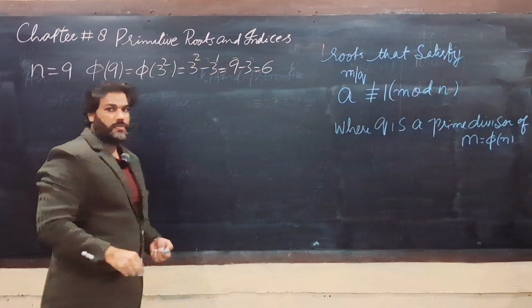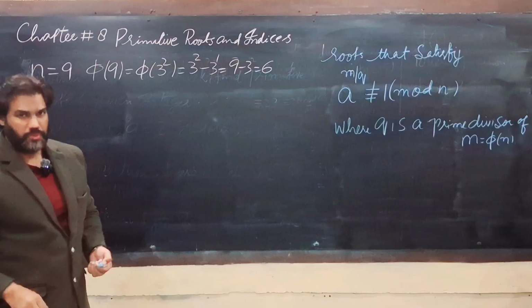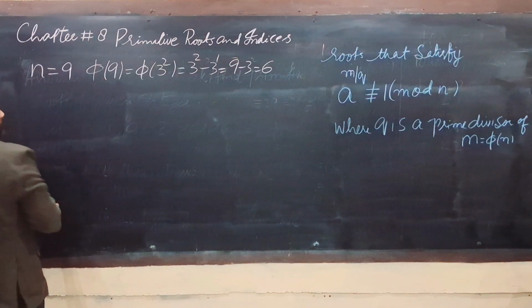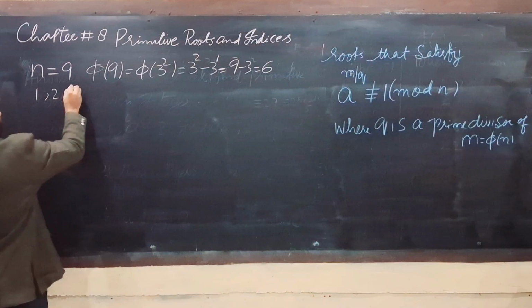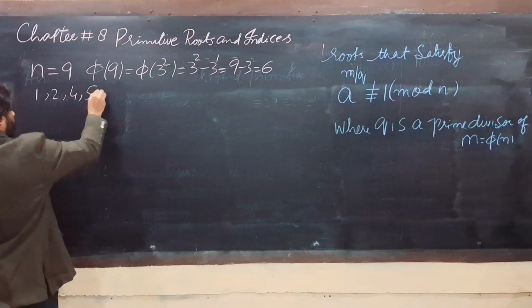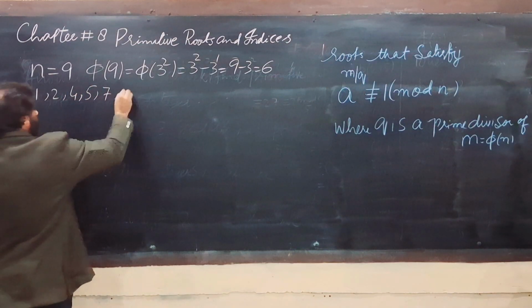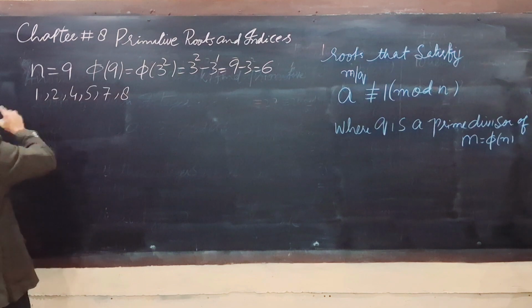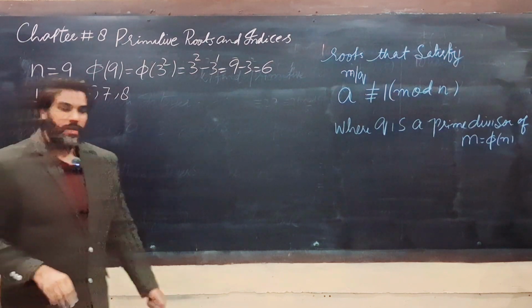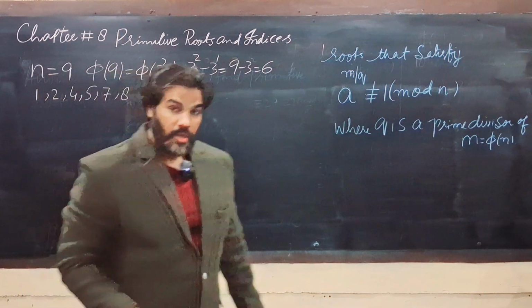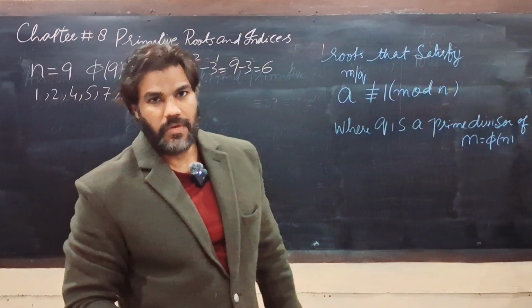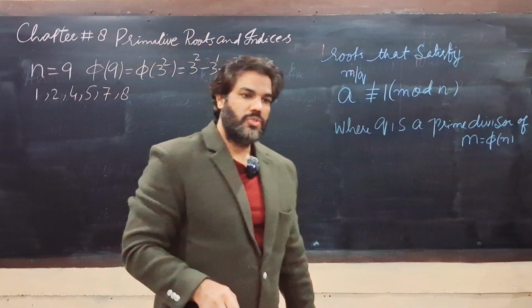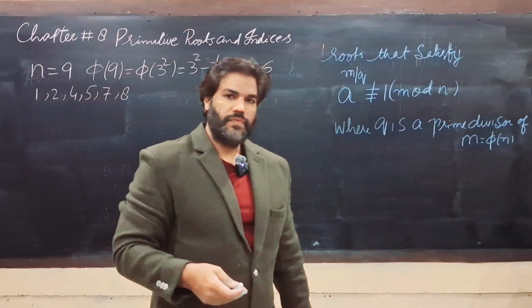So there are 6 positive integers which are relatively prime to 9, and these numbers are 1, 2, 4, 5, 7, 8. So these 6 are relatively prime to 9. Now out of these 6, we have to find all those integers which could be a primitive root of 9.